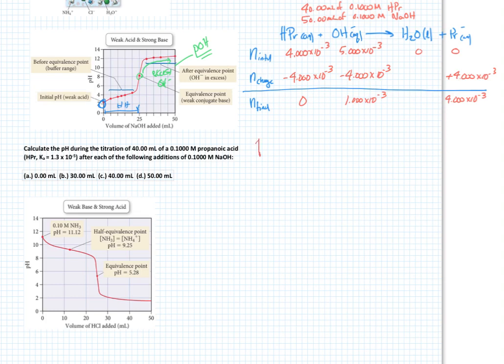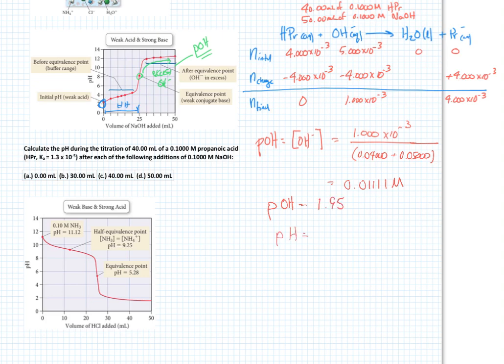So in order to find the pOH, we need the concentration of OH minus. The concentration of OH minus is going to be that number of moles of OH minus that we just found, 10 to the minus 3, divided by the new volume, which is going to be 0.04 plus 0.05, in other words, 90 milliliters. The new concentration is going to be equal to 0.01111 molar. There are 4 significant figures on this problem. So the pOH is going to equal 1.95, and the pH is going to equal 14.00 minus 1.95, and that's going to equal 12.05, the pH of this solution at 50 milliliters.